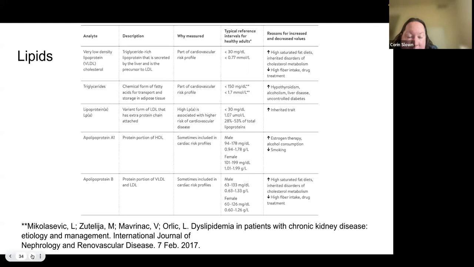And then there are some that are less familiar. Folks are not as familiar with these. So very low density lipoprotein or VLDL, your triglycerides, your lipoprotein(a) or LPAs that have essentially an extra protein chain that is attached. Apolipoprotein A1 and apolipoprotein B. These have cardiac risk profiles. Typically, they're a protein that's attached to HDL and VLDL or LDL.